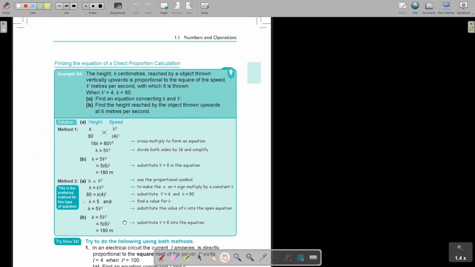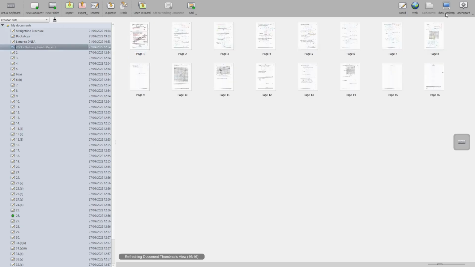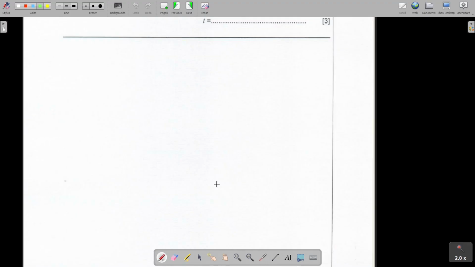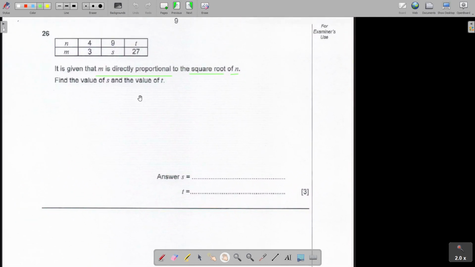Okay, so page 37. With this in mind, let's go back to the question paper. It's a little bit different ask, but don't let it throw you. I'm going to show you how we do it exactly the same. So basically we start direct: m is direct. If it was indirect, it would have been 1 over, but it's to the square root, so just make sure: square root of n. Then to make it an equal sign, I put k.